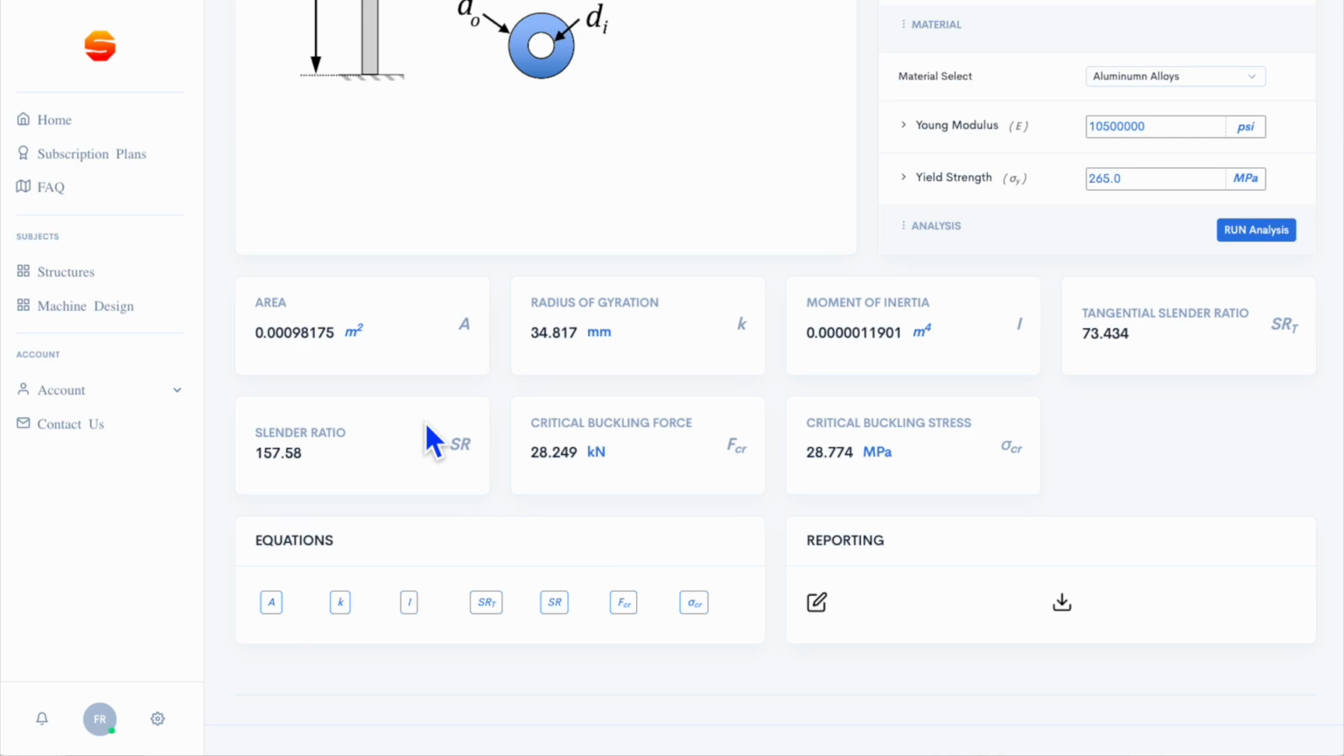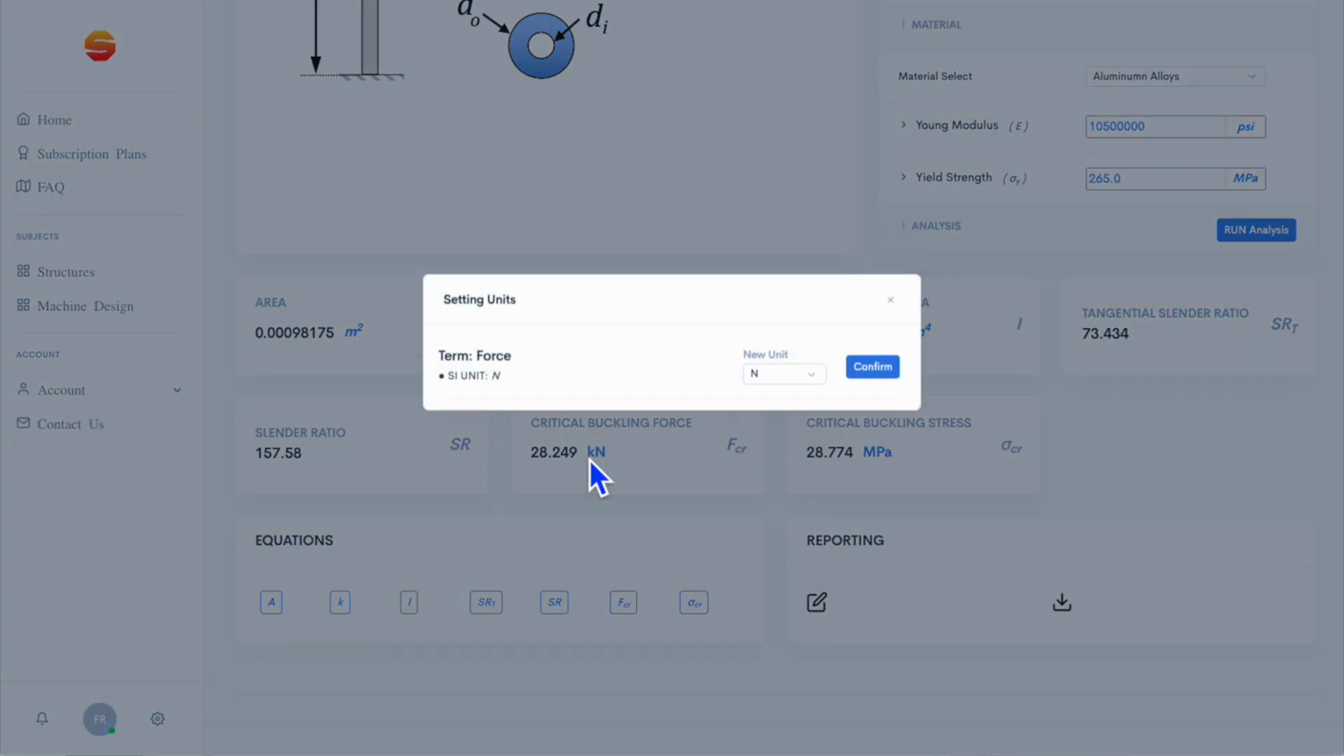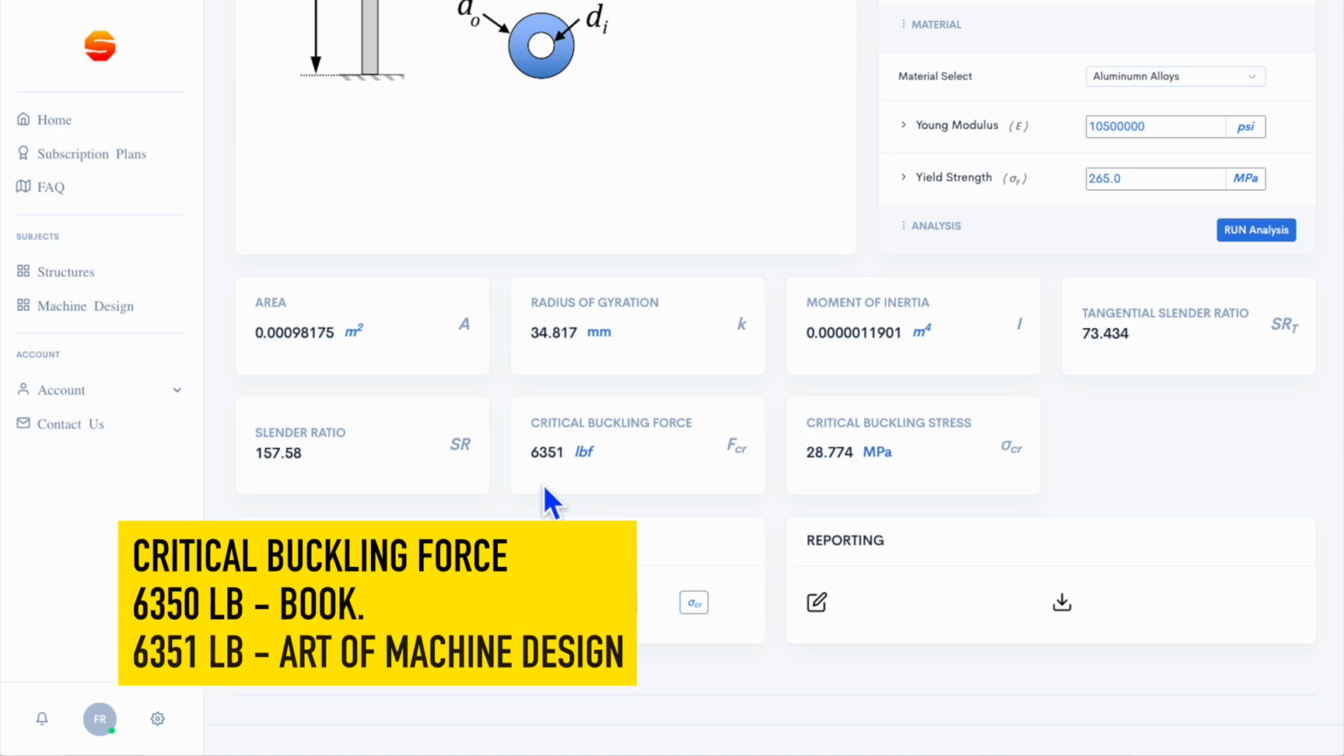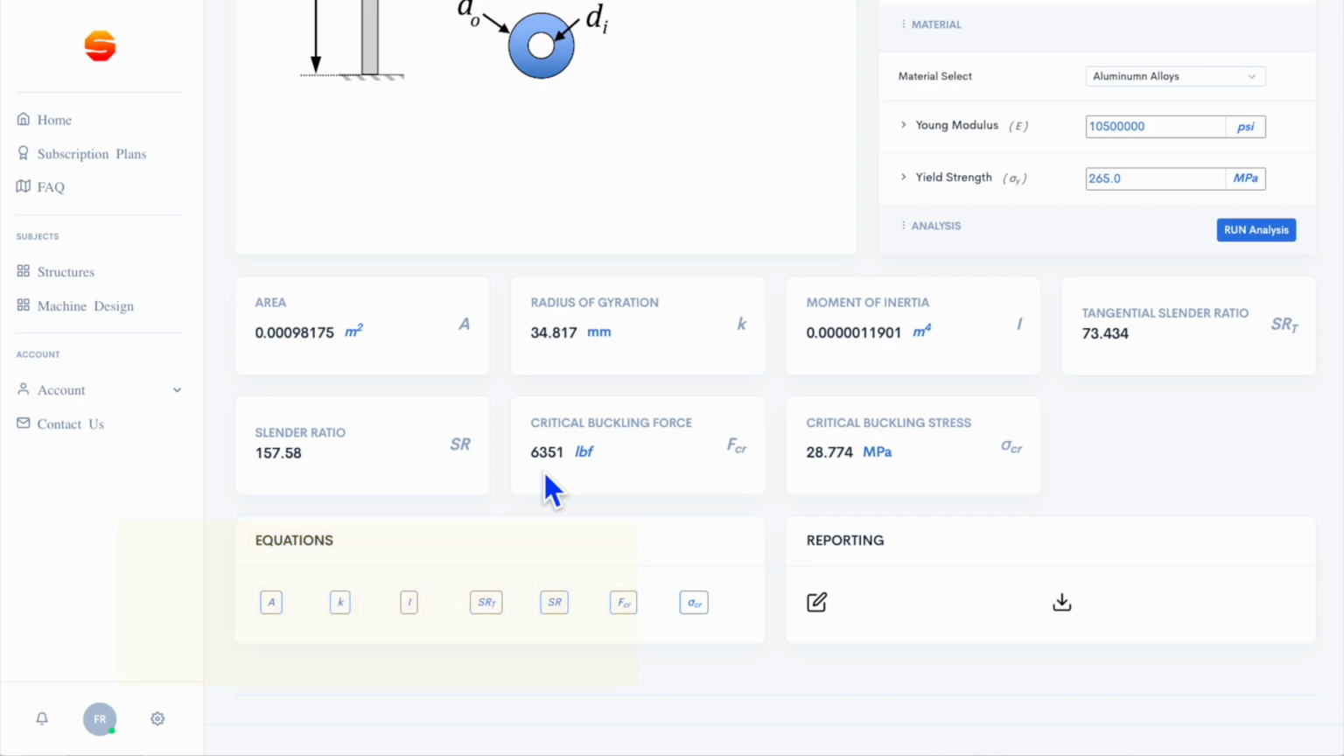We're going to compare a couple of values. So the first one that we're going to compare is the P critical force. The example says 6,350 pounds. So critical buckling force, we're going to change this to pounds, and let's see what we have. I get 6,351 versus 6,350. So that's correct.